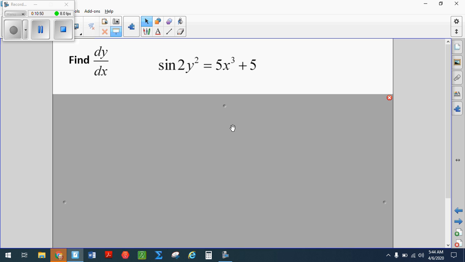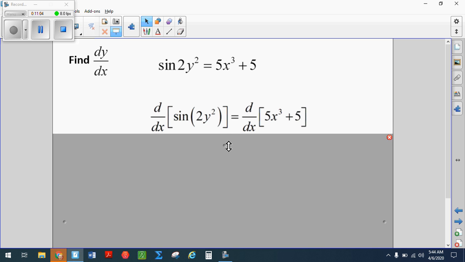And the last one, so find dy dx. You have a sine function with a y value squared. You have this equal to some kind of cubic function of x. So just to show you that you can do this with implicit differentiation, you take the derivative with respect to x of both sides.